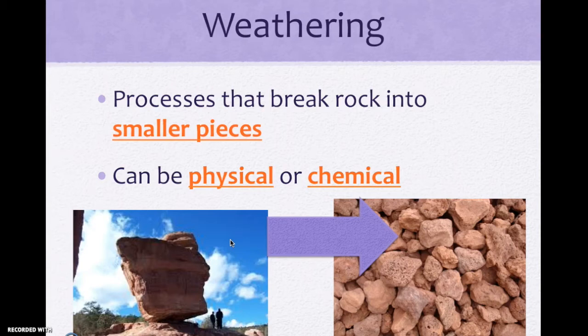And the process by which those giant mountains are broken down is known as weathering. Basically, anything that smashes rocks into bits is called weathering. Okay? And there are two types of weathering. You have physical and you have chemical weathering. Okay?